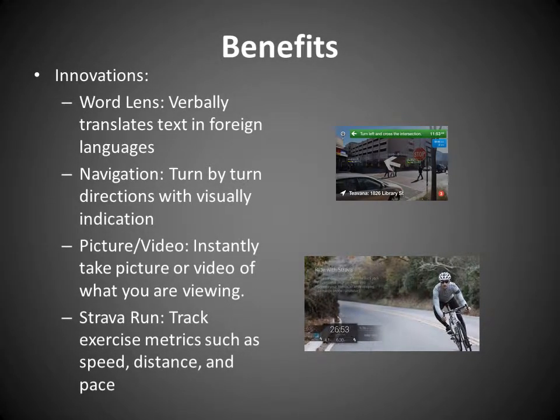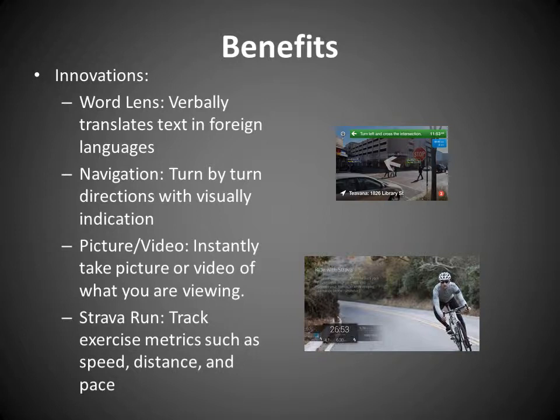Google Glass has many noteworthy innovations and apps that are integrated into the system. Some of the highlights are Word Lens, which allows you to look at a text in a foreign language and Google will automatically translate it into your language of choice. It also has turn-by-turn navigation with visible cues to keep you on track. You can instantly take a picture or video of anything that you're viewing.